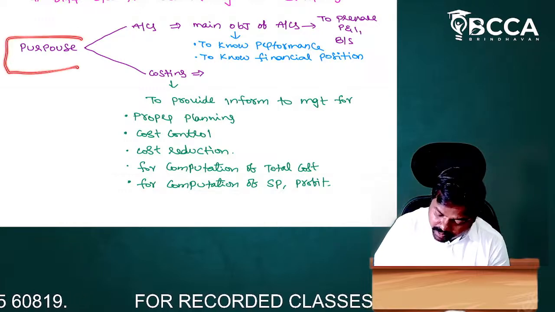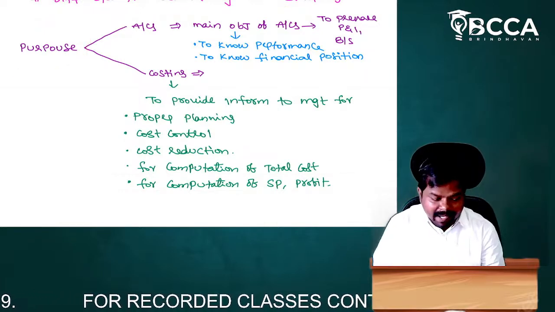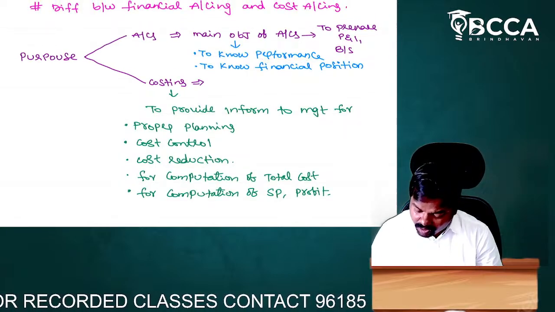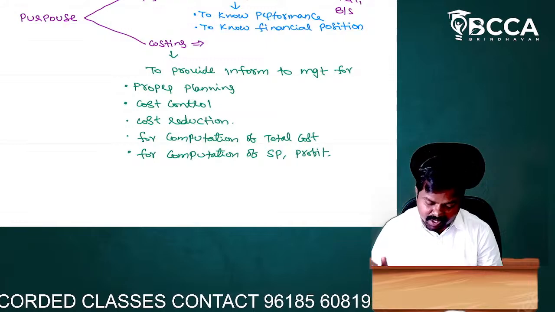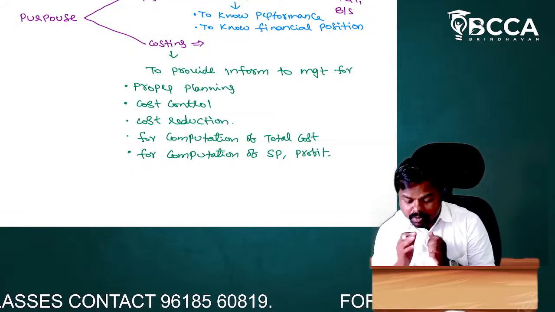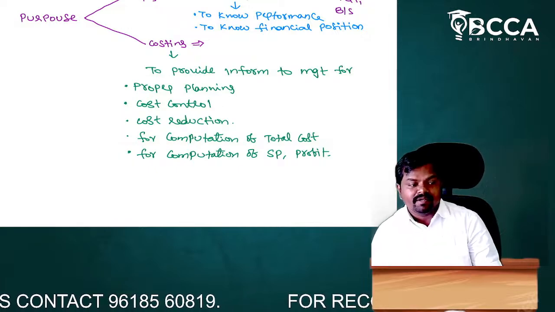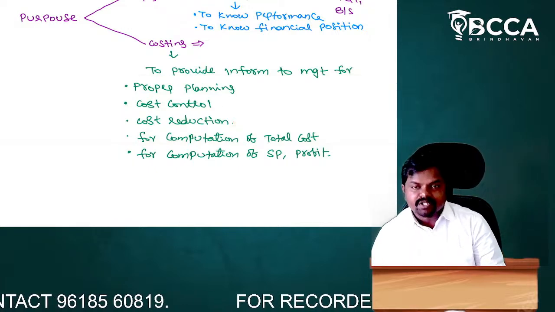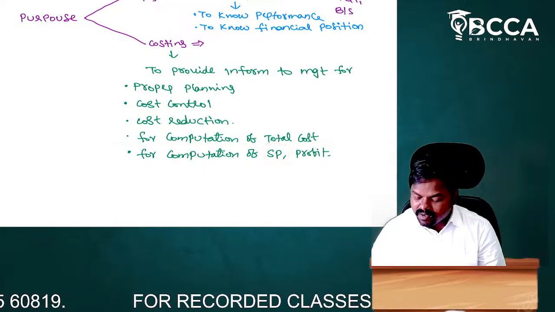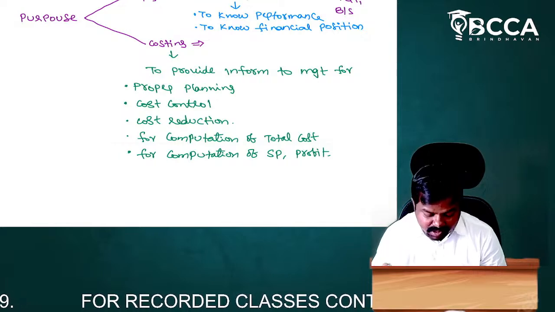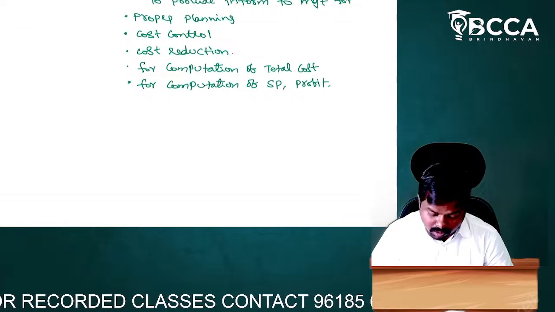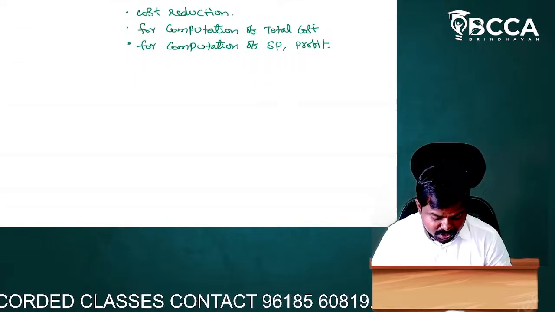See, what is the difference between accounts and costing? The main purpose of accounts is to know the performance and the financial position. Next, costing purpose: proper planning, cost control, cost reduction, computation of total cost, selling price and profit. These are the main purposes of accounts as well as costing.